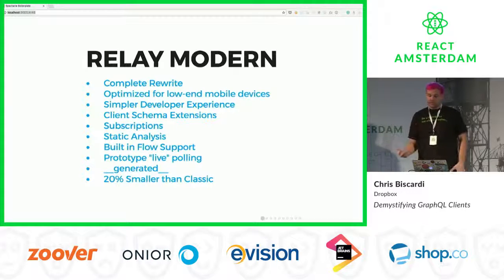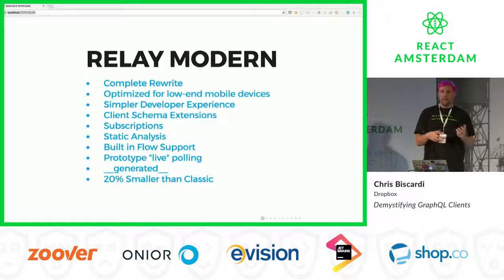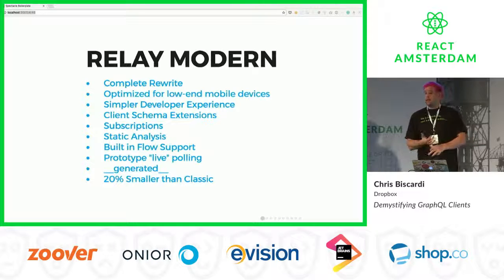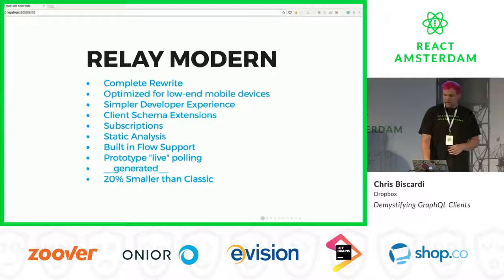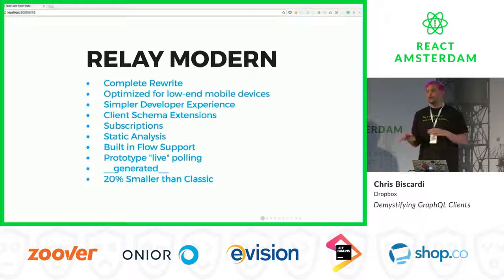So like I said before, it's a complete rewrite. Some of the goals they have with this rewrite is to optimize it for low-end devices, to better support the developer experience, because previously things like mutations didn't really have a great developer experience. There are client-side schema extensions, so you can store local state based on Relay. There are subscription support and prototype support for live reloading, or live queries. There is, very interestingly, built-in flow support. So I know you came to this talk instead of the flow talk, but if you are interested in flow, Relay now has support for generating flow types for your queries out of the box.